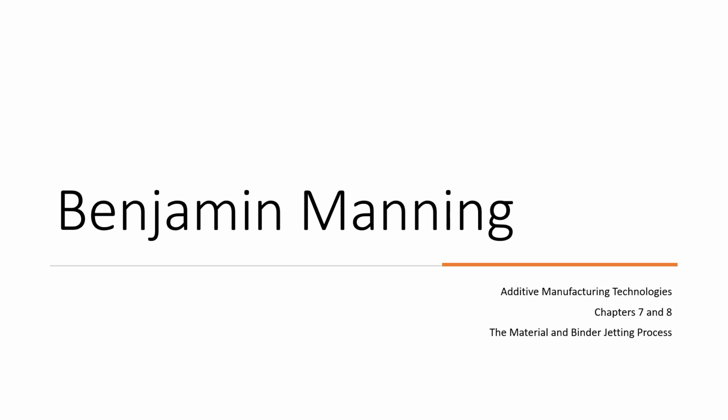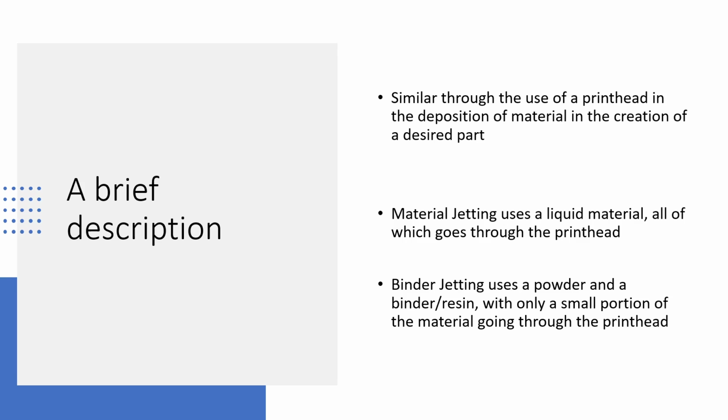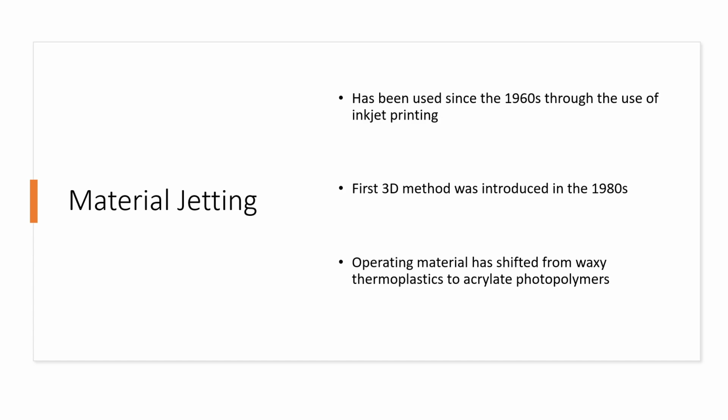Now, what makes material and binder jetting similar is the deposition of a material to create the desired part. Material jetting achieves this through the deposition of a liquid material dispensed in droplets, primarily through a printhead, while binder jetting only utilizes a small amount of the material through the printhead, which is usually the binder, onto a powder bed. On the subject of material jetting, it can trace its roots all the way to the 1960s through inkjet printing, which is pretty commonplace even today.